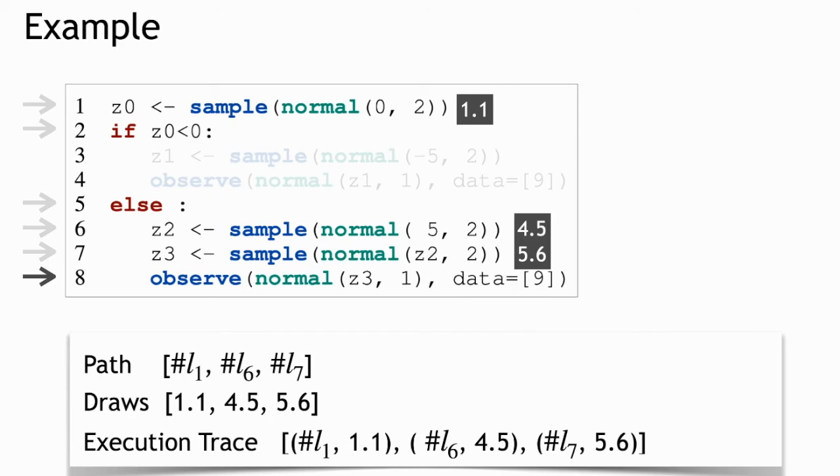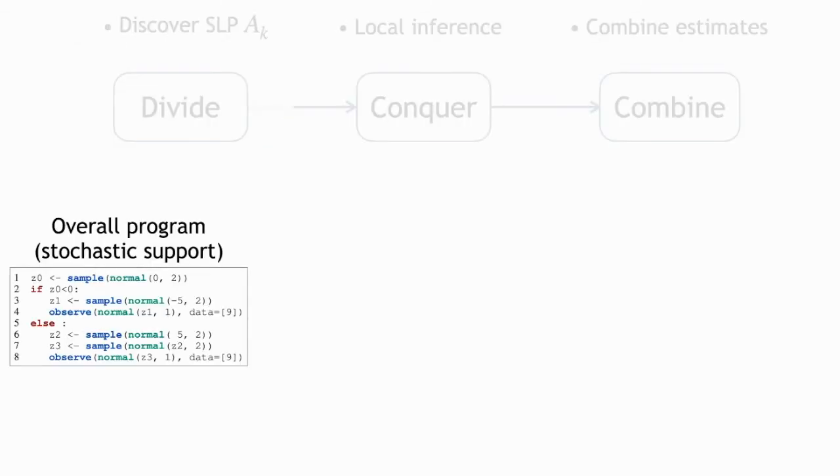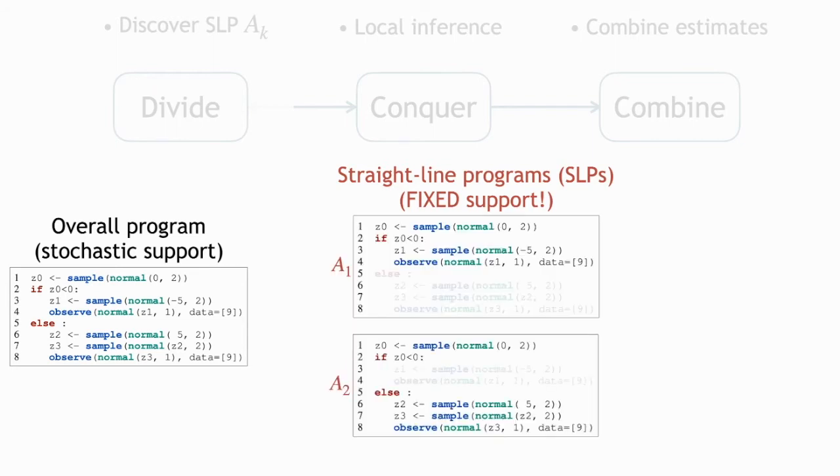Probably you have figured out the rules already. We now formally define a path of a program as the address sequence of the encountered random variables, the draws as the sequence of the values of the random variables, and the execution trace as the address-value pair sequence. We can now use the path to define a straight line program. Intuitively, a straight line program is a part of a program following a specific path. For example, we have 2 straight line programs, A1 and A2, in the branching example as we have seen before.